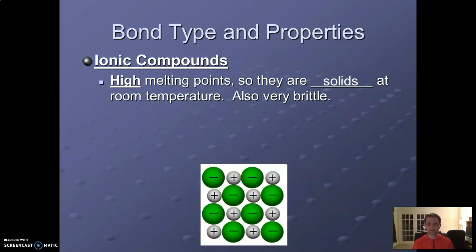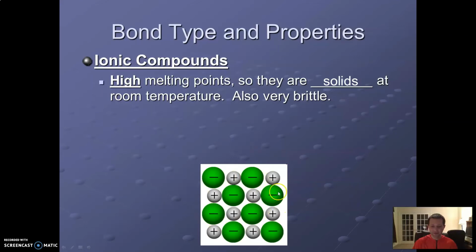That has to do with the type of attraction the ions have to each other, and some of that again is more of an AP level analysis of this. But what you guys need to know for now is that they have high melting points, and they are solids at room temperature. They're also very brittle.